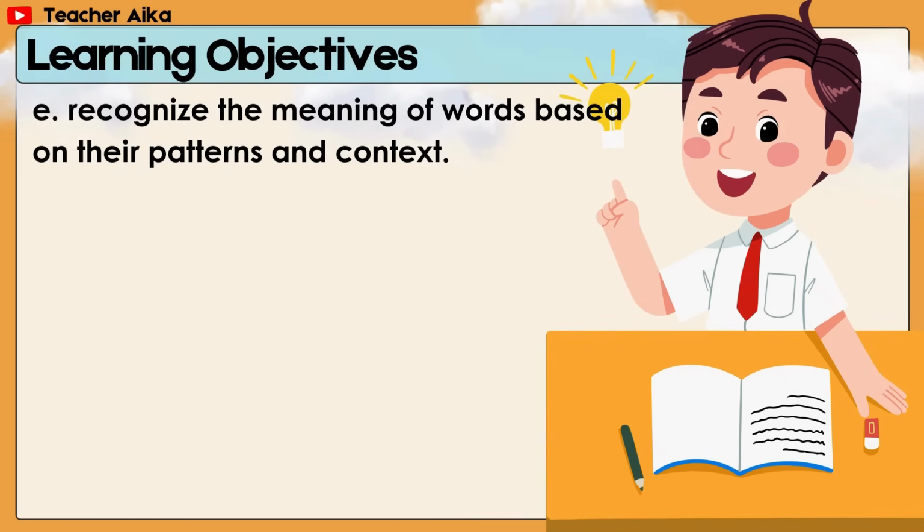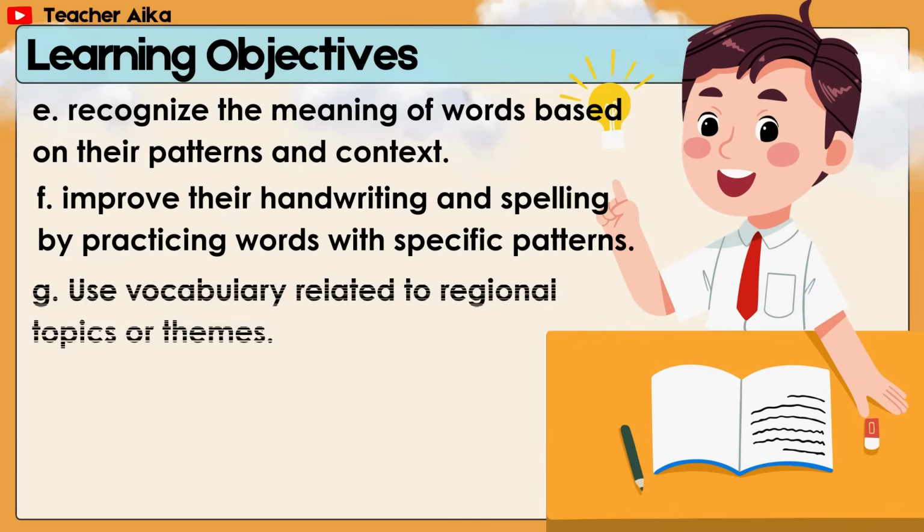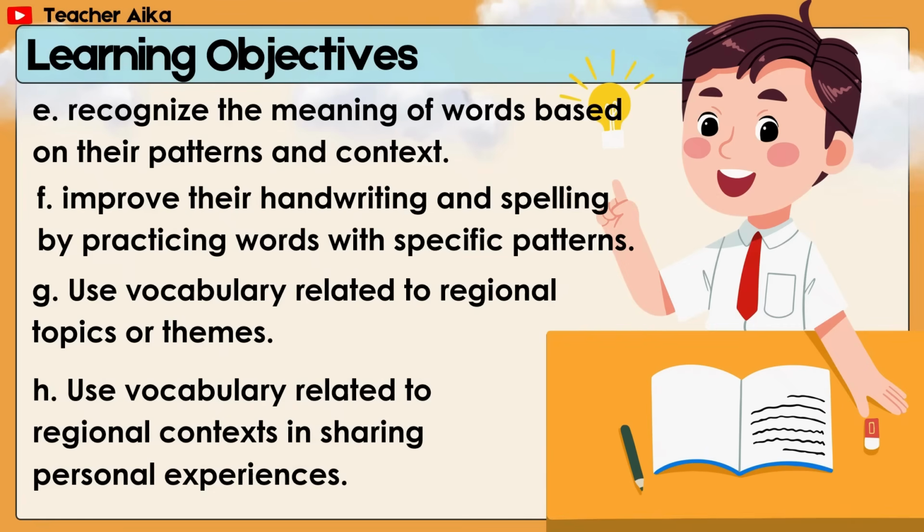E. Recognize the meaning of words based on their patterns and context. F. Improve their handwriting and spelling by practicing words with specific patterns. G. Use vocabulary related to regional topics or themes. And H. Use vocabulary related to regional context in sharing personal experiences.